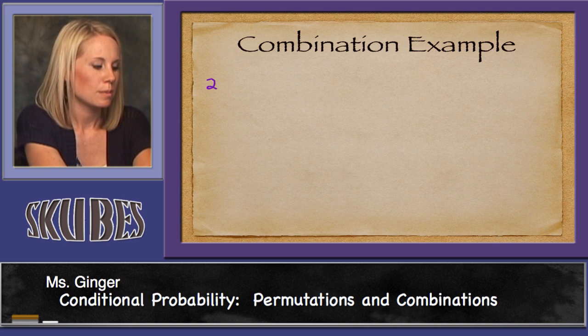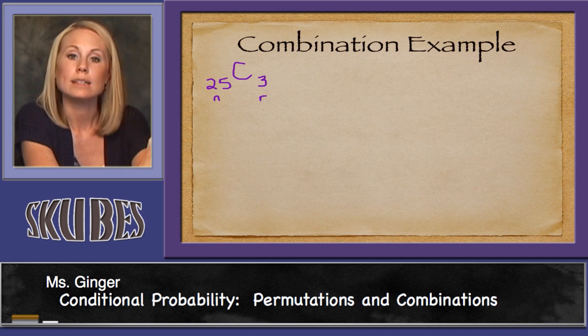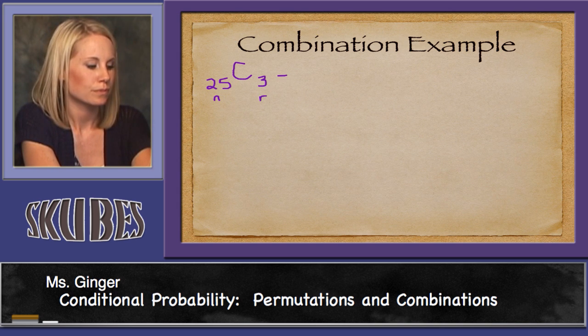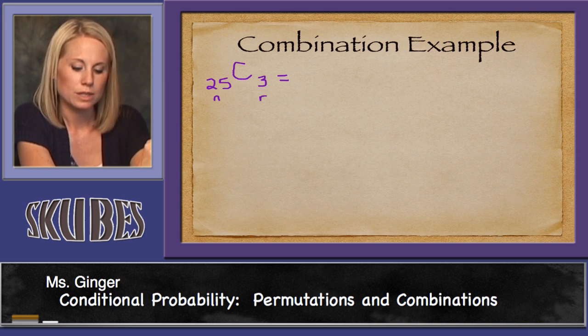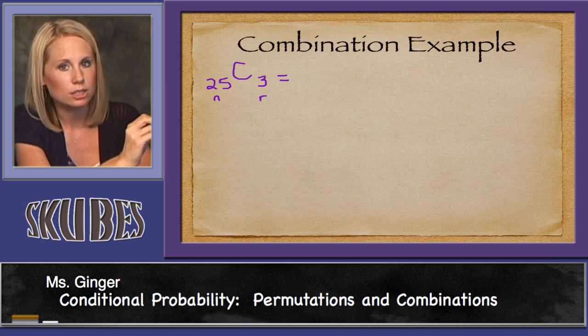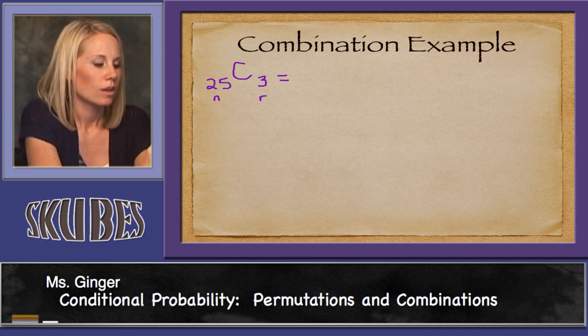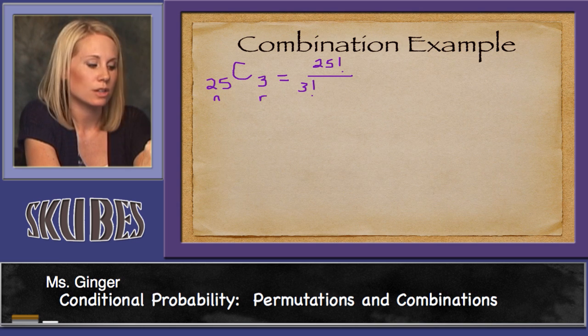So we have 25 people in our class, and we are choosing 3. So I'm going to fill in 25 as my n and 3 as my r. Remember that formula was n factorial divided by r factorial times n minus r factorial. So I need to take 25 minus 3 factorial. Okay?